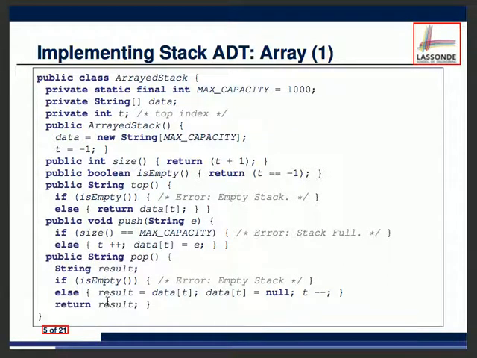Now, for the pop, you assign the result, decrement T, and return it. Good. Now, you can see that for every operation we have over here, we don't have any loop. So we have basically constant time operation for all the methods. However, there's one limitation. If I really want to store more elements than the maximum capacity, it will be very costly. It will take linear time to copy all the old contents into the new stack. That's the only limitation.